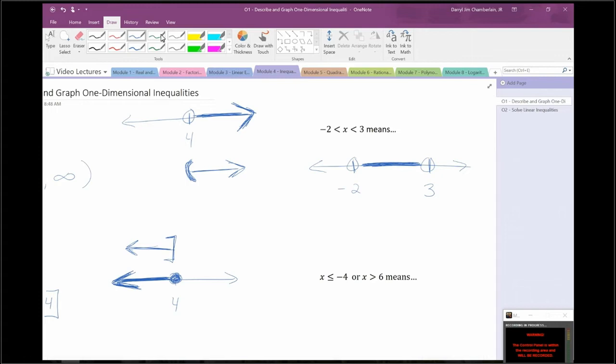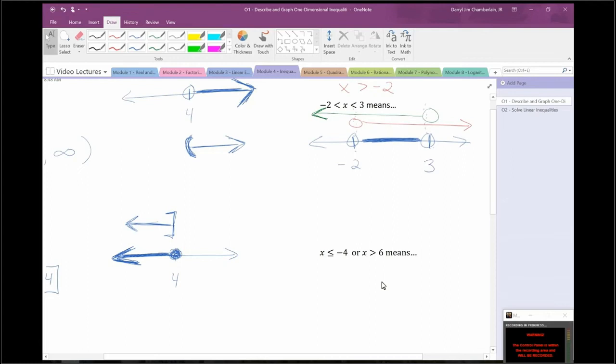Now, another way to think about that is it would be the numbers that are both less than 3 and greater than negative 2. And that's where this compound inequality is coming from. It's this combination. It's where both of them are true, where both of these values lie.